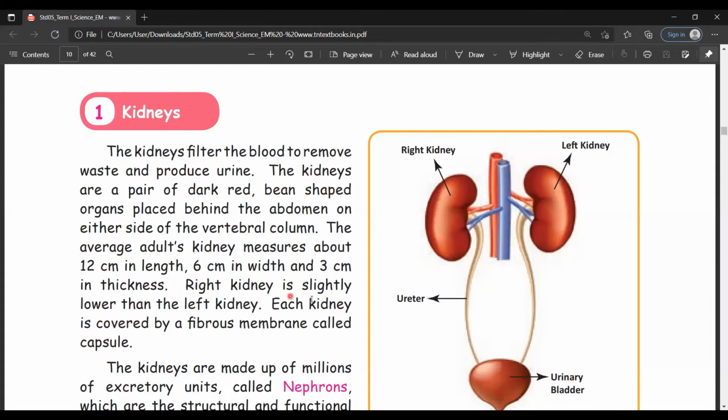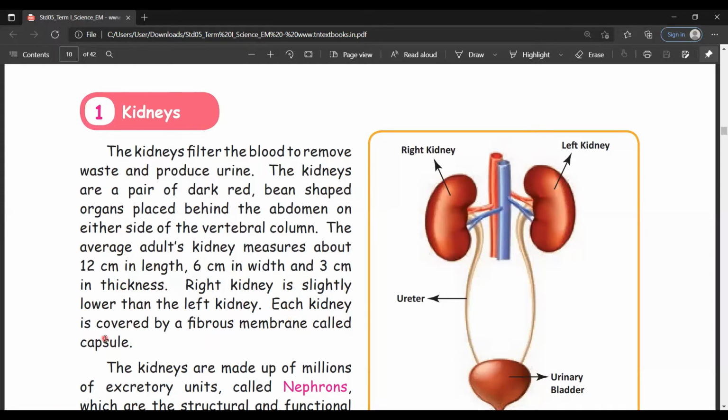The right kidney is slightly lower than the left kidney. You can see here. This is the right kidney and this is the left kidney. The right kidney is slightly lower than the left kidney.